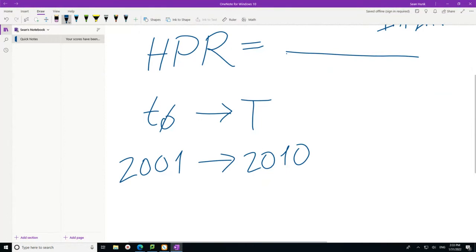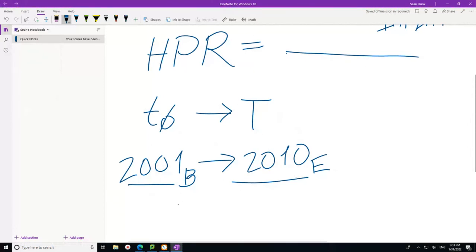If you began holding it at the beginning of 2001 all the way to the end of 2010, right? This is the end. This is the beginning. It's exactly 10 years, right? And that's time zero, right? That beginning of 2001 is time zero. And end of 2010 is the maturity or terminal time.